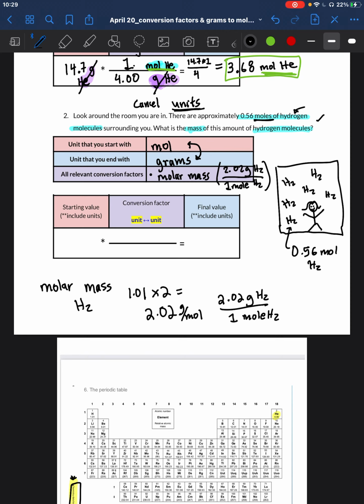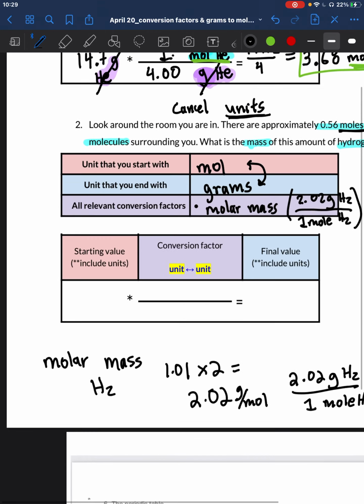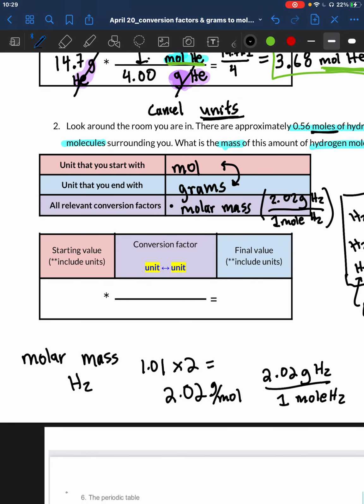All right, let's go ahead and do our problem solving. What do we always start dimensional analysis with? The amount given. What's my amount given? 0.56 moles of H2. All right, I'm starting with moles, so where do moles need to go in my conversion factor? This time moles are going on the bottom. Why do moles need to go on the bottom? So that I can cancel moles and moles. Moles are on the bottom, grams are on top.